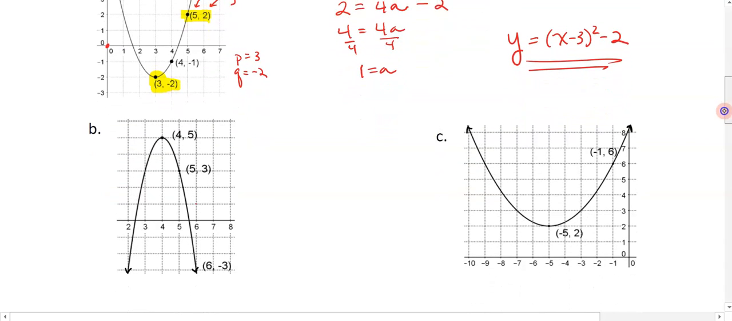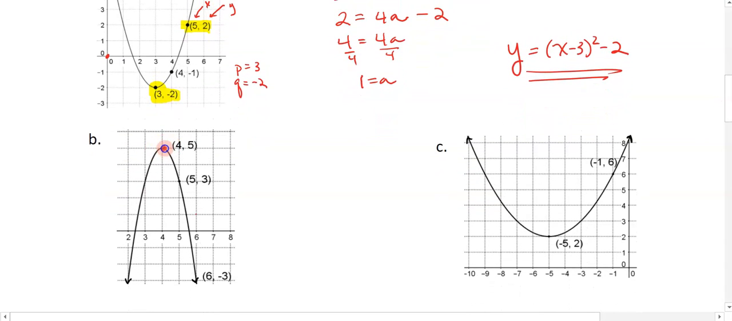All right, let's try a couple more. In this case, I can see that my P is 4 and my Q is 5. Okay, so that's P, that's Q. Got that part. Do I know A? Well, I know A is negative, right? And I know it opens down. Sorry, it's negative because it opens down.